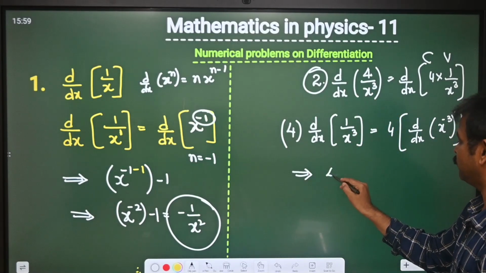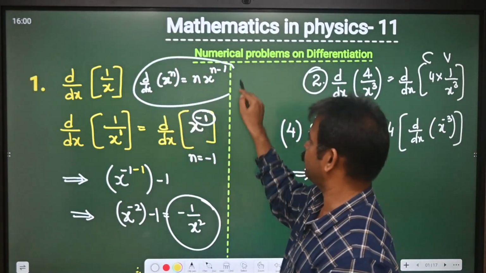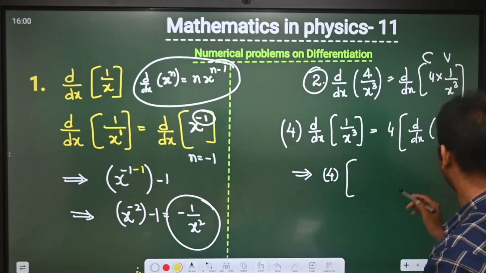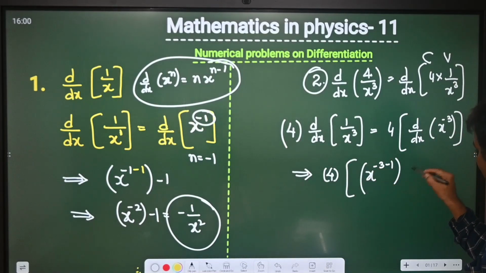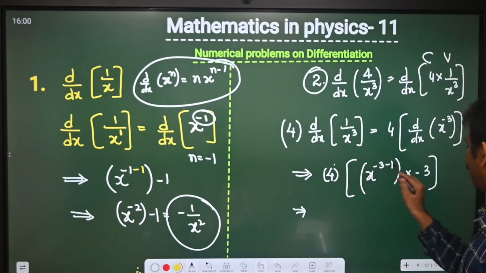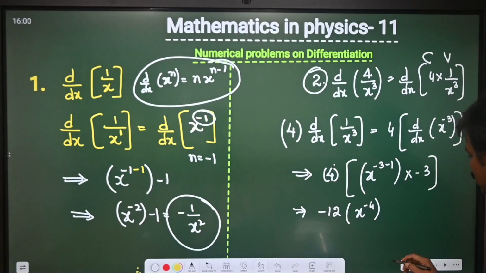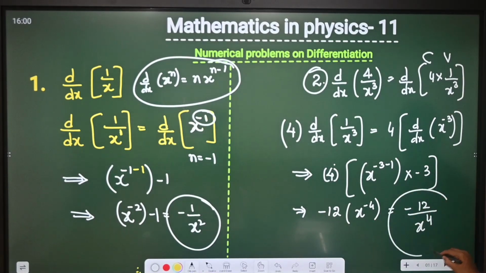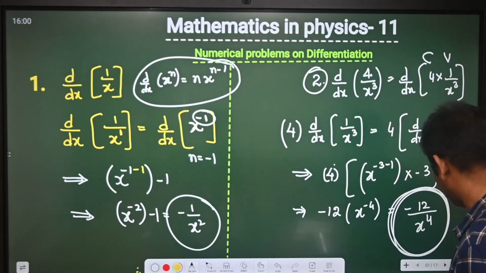Now the 4 we already brought outside. Now we use the power formula: the power reduces by 1 and that result will multiply by the same power. The power reduces by 1, that is x power minus 3 minus 1. Multiply this result with the same power, that is minus 3. So this will become 4 threes are minus 12 into x power minus 4, so this will become minus 12 by x power 4. This is the solution for d by dx of 4 by x cube.